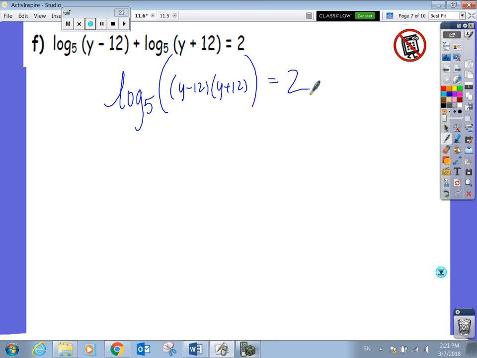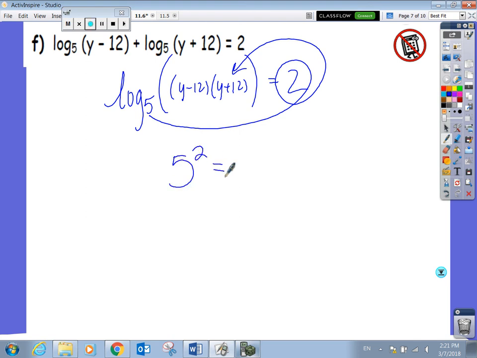But now we can't set the arguments equal because there's not arguments on both sides. So now we're back to the way, like this is a problem that we would have done yesterday. 5 to the 2 equals the argument. 5 squared equals y squared minus 144. y plus 12, y minus 12. The inside and the outside cancel because they're conjugates.